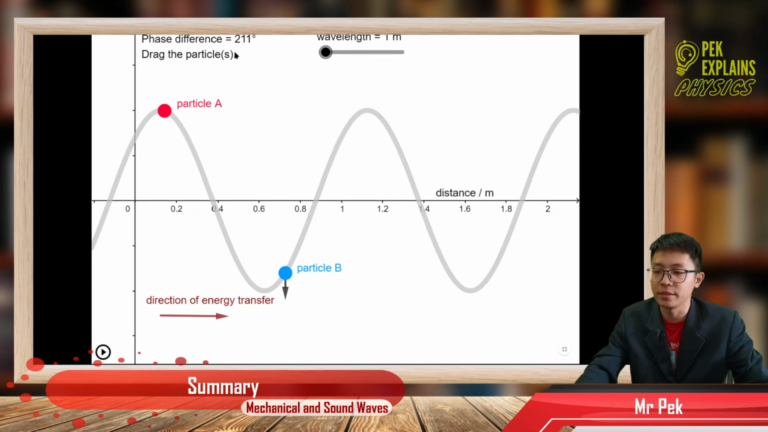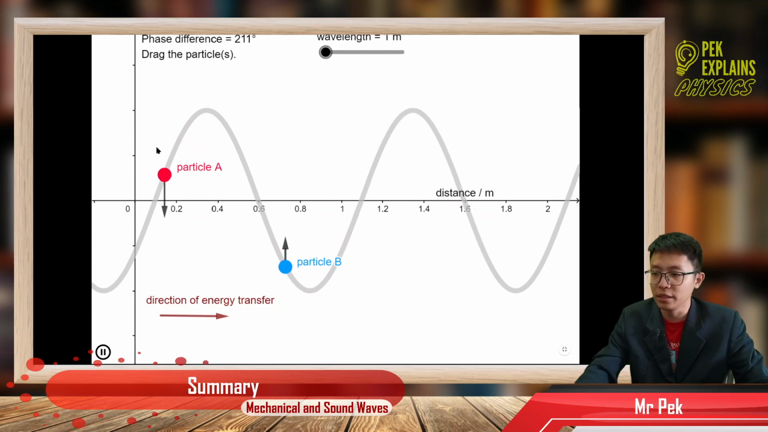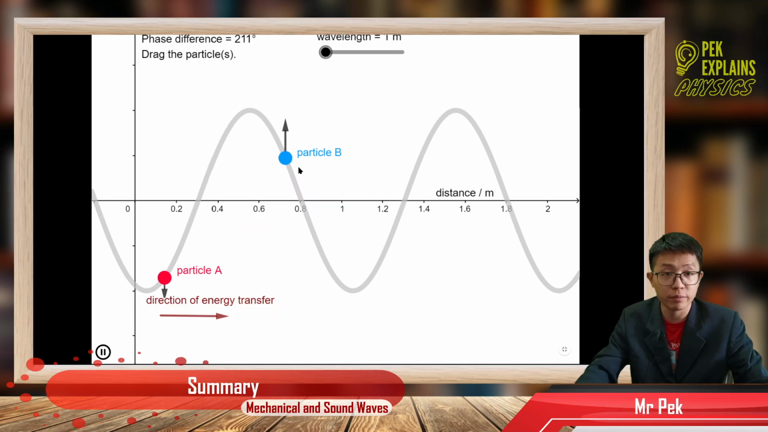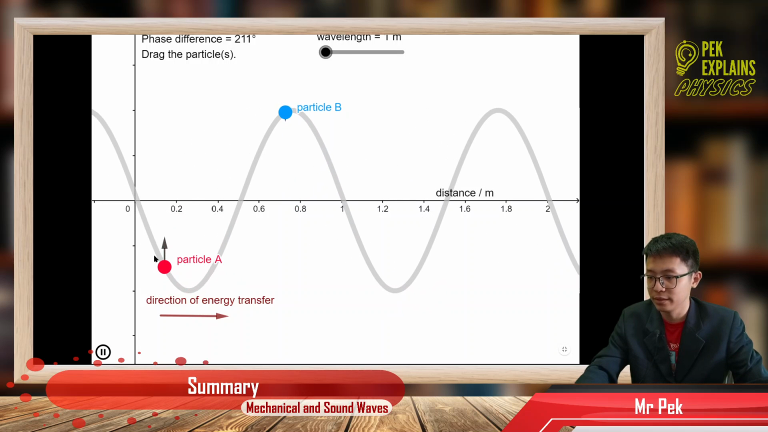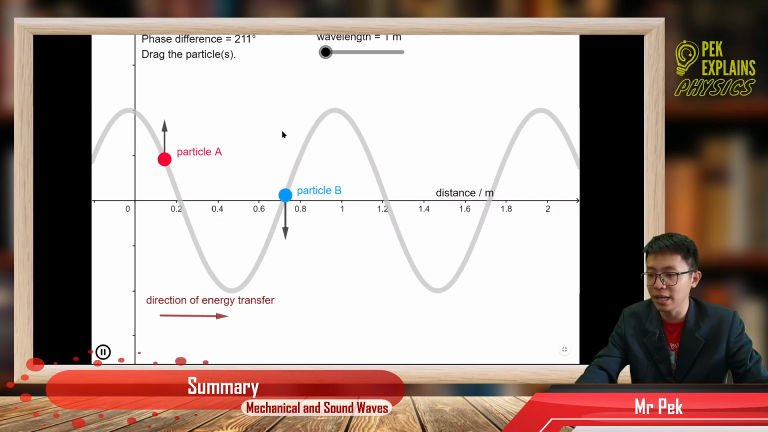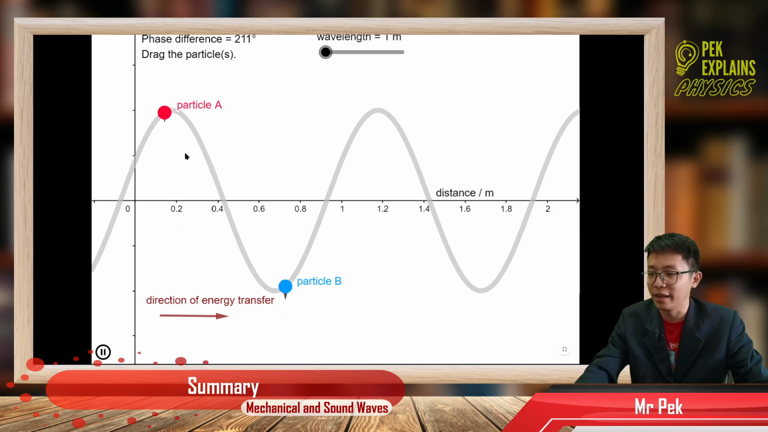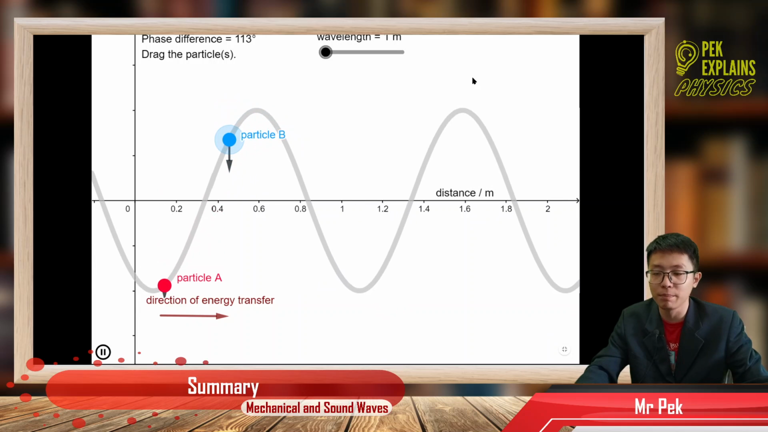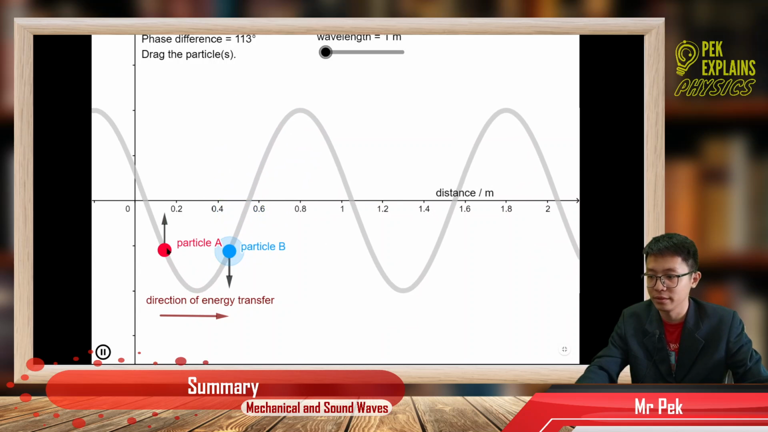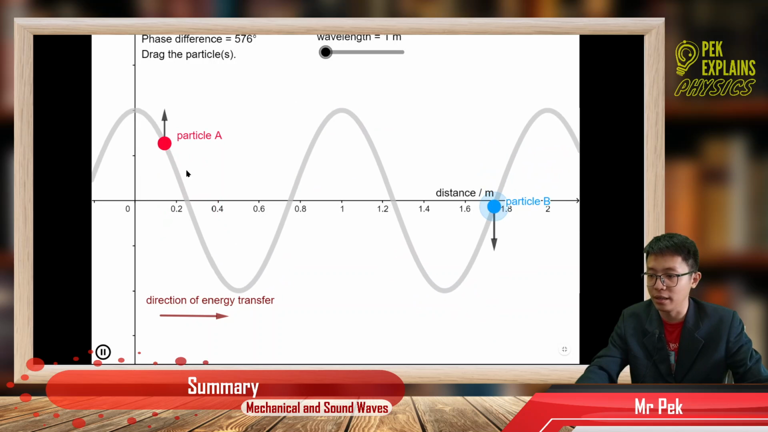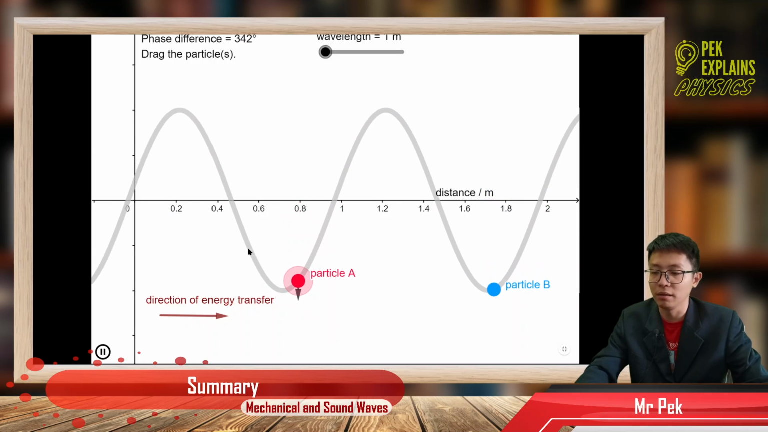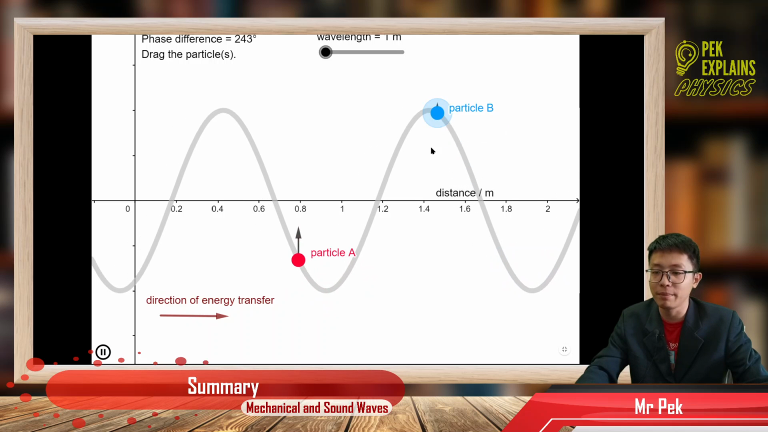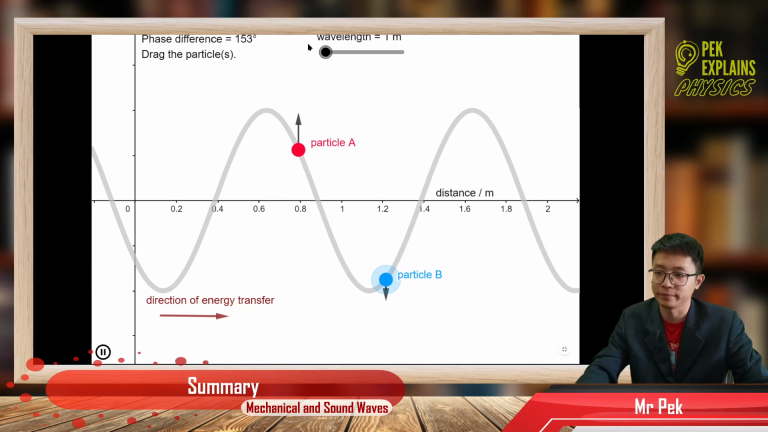Look at this simulation. I played it. Do you see that? The wave moved to the right. But look at the particles. We have two particles here oscillating up and down. Actually, not just two particles. All along the wave, there are many particles, all oscillating up and down over time.